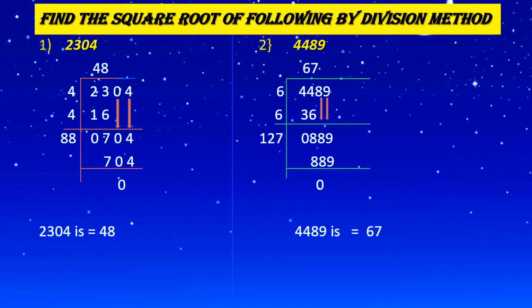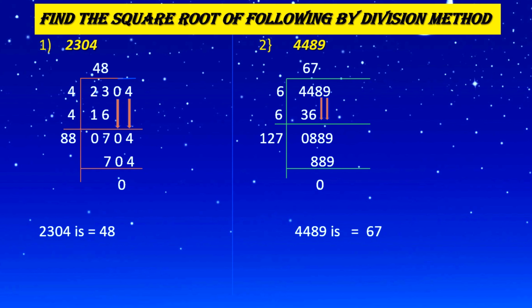Here the divisor is 4, so whatever number is there, 2, 1, or 6, the same number we should add below. If it is 4, plus 4; if 6, plus 6; if 2, plus 2. We should add this number: 4 plus 4 is 8. So this 704, in which table will it come? 88 into 8 is 704. This way we get the square root by the division method. So the square root of 2304 is 48. 48 square means 48 into 48, that is 2304.